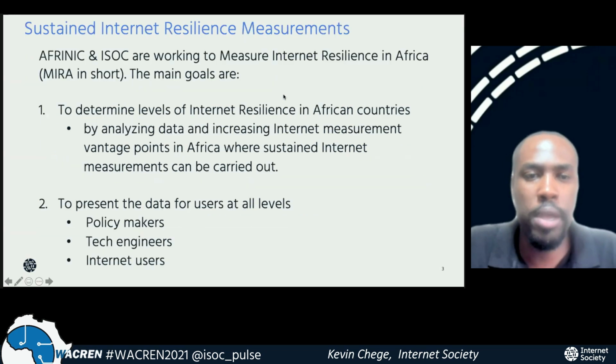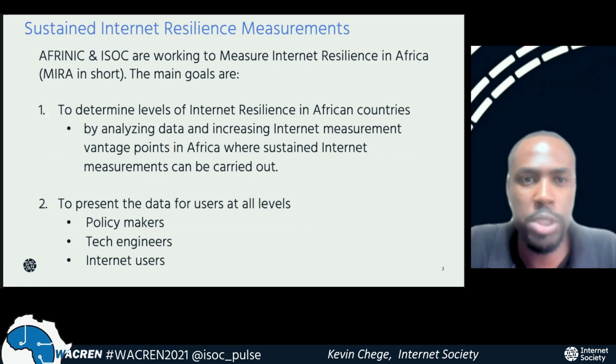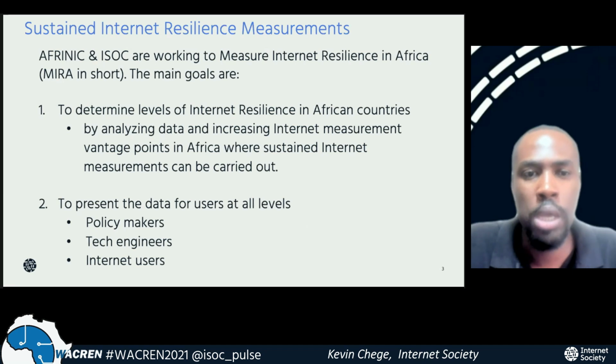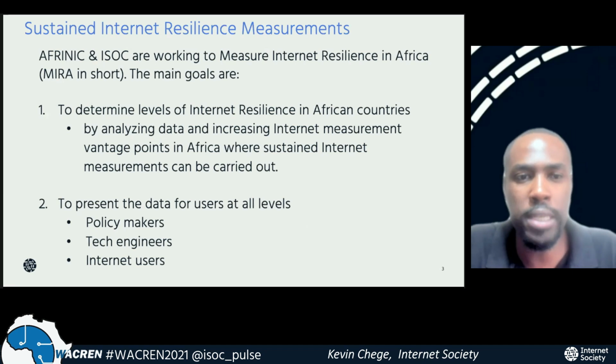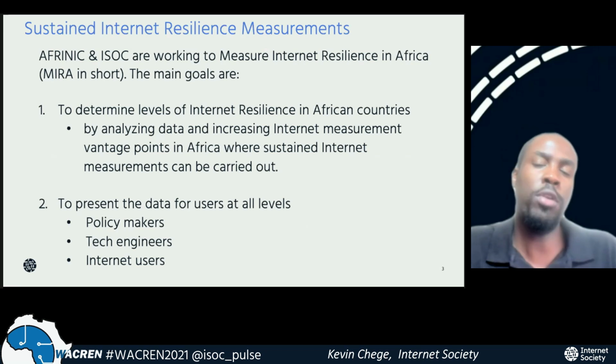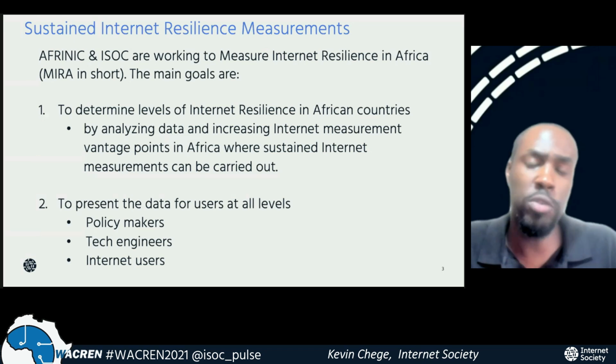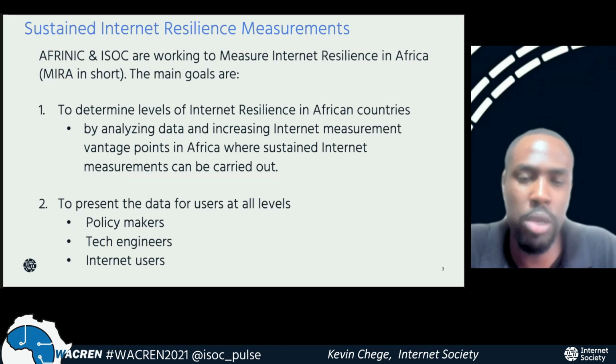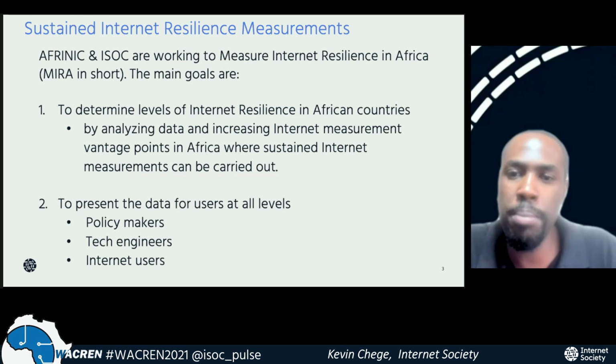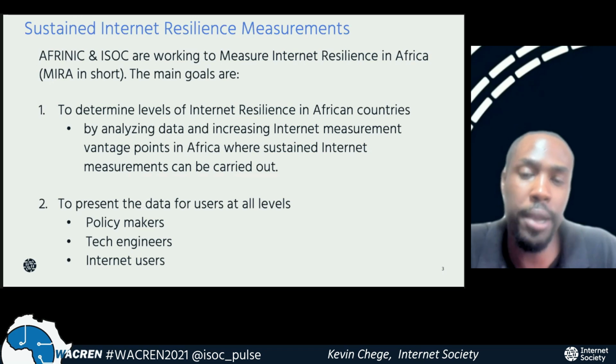Together with AFRINIC, we are working on a project which we are calling Measuring Internet Resilience in Africa, or MIRA in short, with two main goals. The first goal is to determine the level of internet resilience in African countries, and we want to do this by analyzing and increasing the number of internet measurement vantage points. There are a lot of measurements happening, but not enough to sufficiently determine what's happening. So we want to increase the number of vantage points which these measurements are carried from and to.